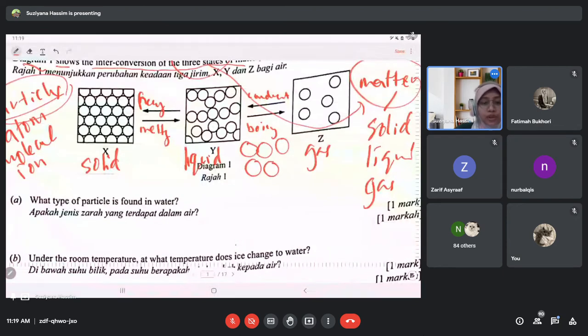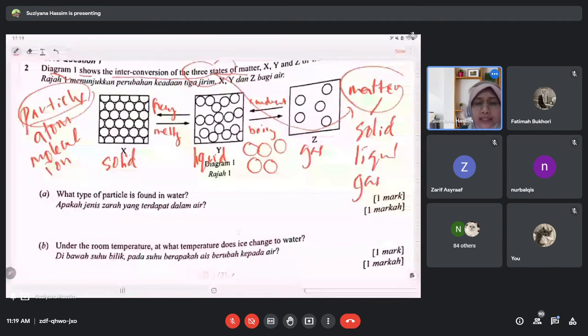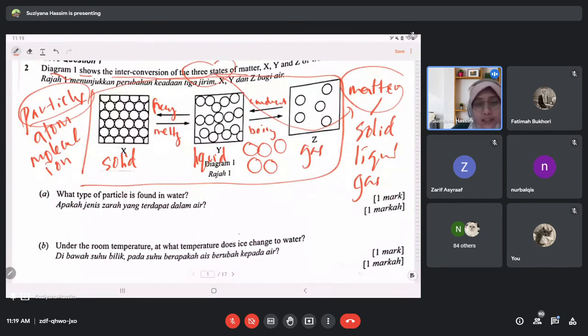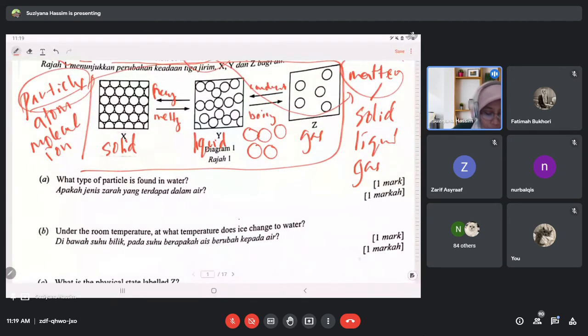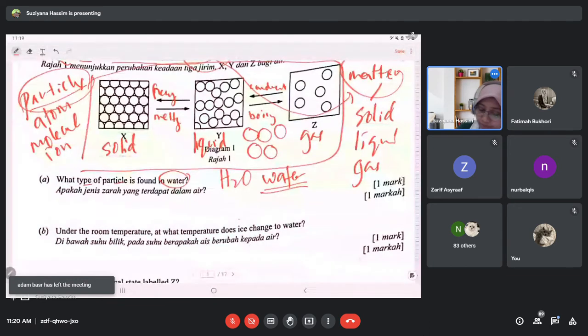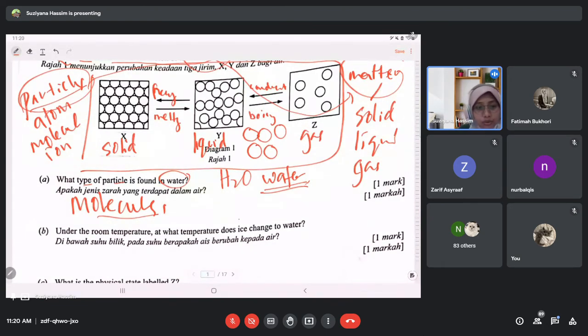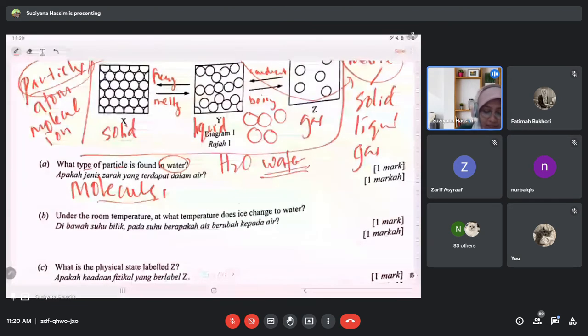So you have to write down everything. My style, I'm not looking straight away at the question, sayang. I go through the concept, the diagram first, then I try to come up with the idea. At least if you have the idea here, you can straight away put the answer. Okay, what types of particle are found in water? H2O. H2O is water, sayang. The type of particle is a molecule. Okay, molecules.